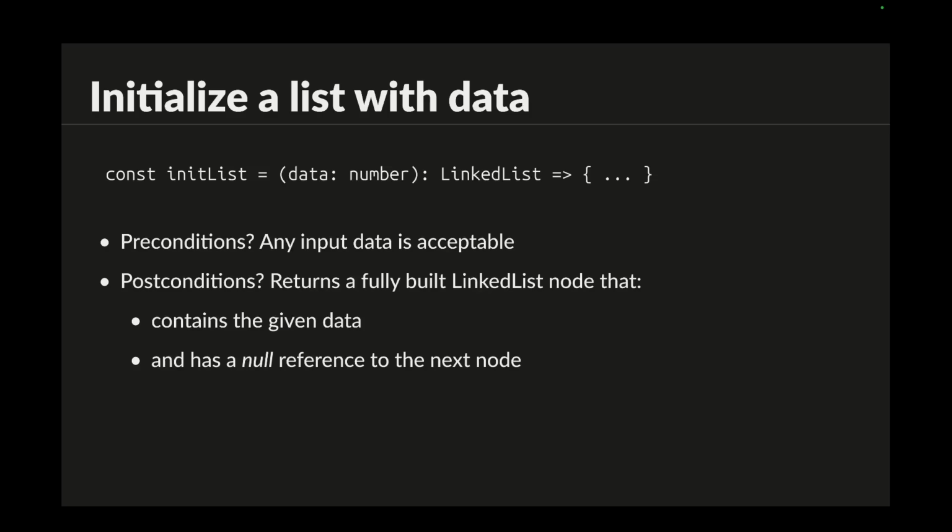list function like this. So thinking about preconditions, do we want to have any limitations on the input data? In our case, it doesn't really matter. Any number is okay. So what about postconditions? Well, the most obvious one is that we've initialized a node with the given data and returned it. Can you think of anything else? I'm not thinking of anything.